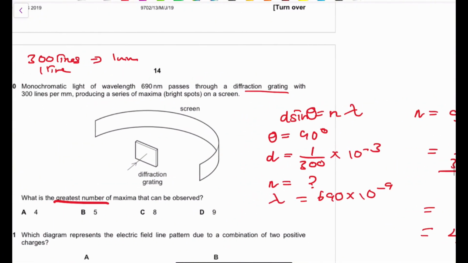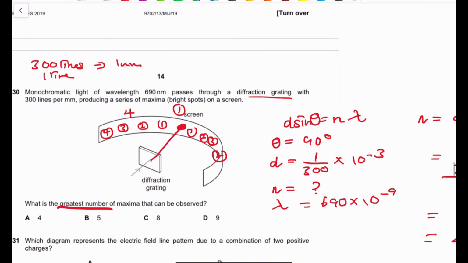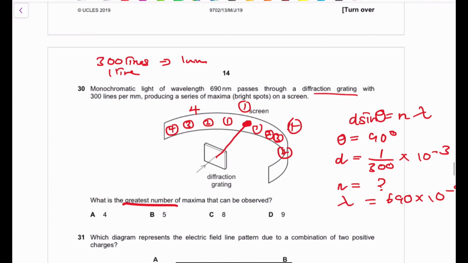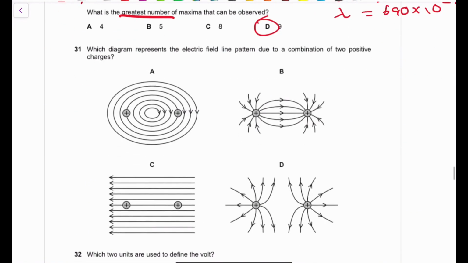This is 4, guys, from the zero order. You always measure theta from the zero order. The zero order is going to be here, and you're going to measure your value of theta. So you're going to have 1, 2, 3, 4. Then you're done. You're also going to have that on the same side, 1, 2, 3, 4. Then you're done. So in total, how much do you have? You have 1, which is the bright one at the center, and 4 on the other side. So the total is going to be 4 plus 4 plus 1, which is 8 plus 1, which is going to give you 9. And the answer is going to be D.